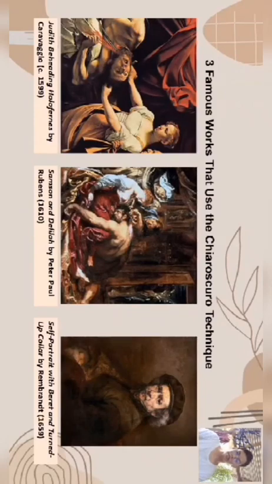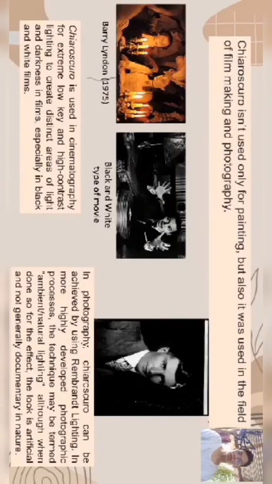Chiaroscuro isn't only used for painting, but it was also used in the field of filmmaking and photography. Chiaroscuro is used in cinematography for extreme low-key and high-contrast lighting to create distinct areas of light and darkness in films, especially in black and white films. Chiaroscuro in film media also embraces the use of light and dark as a source of drama and storytelling.